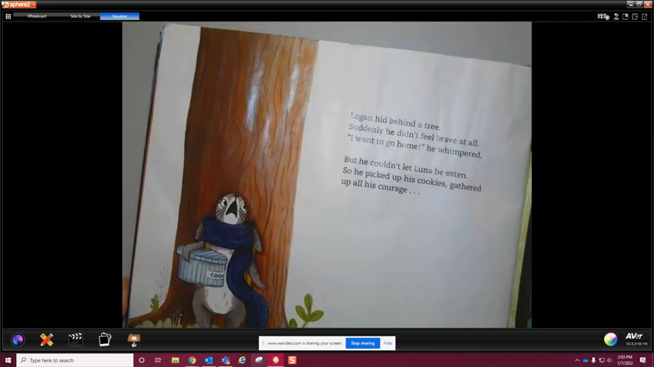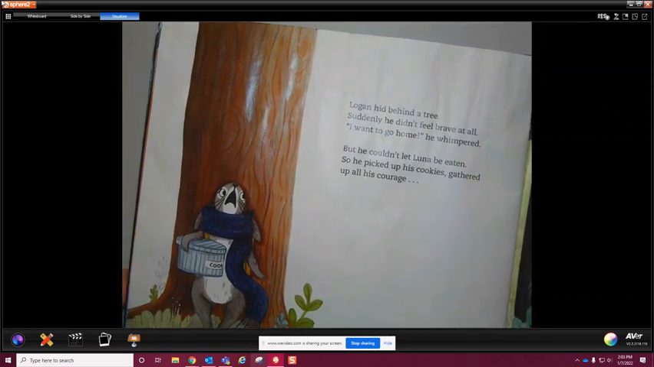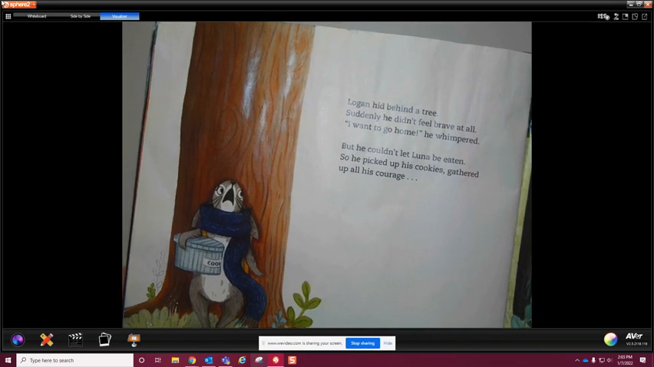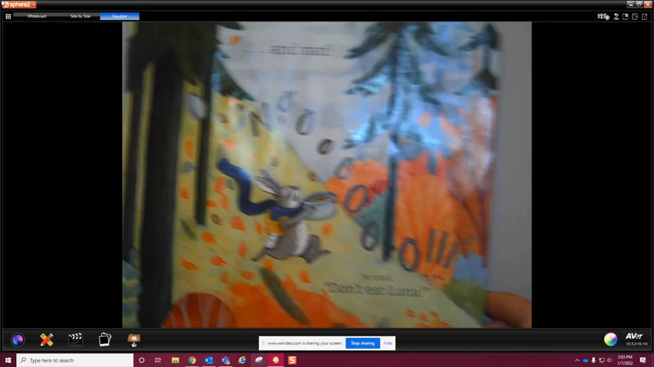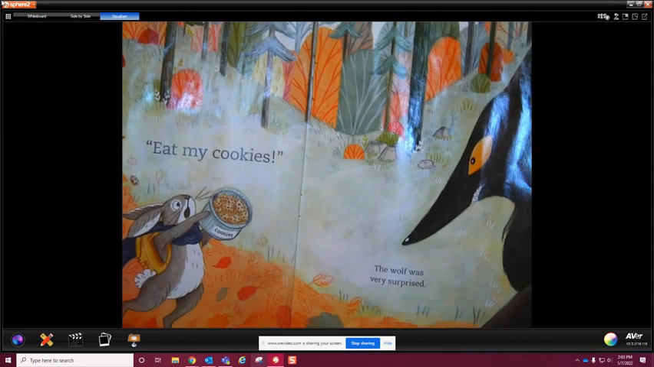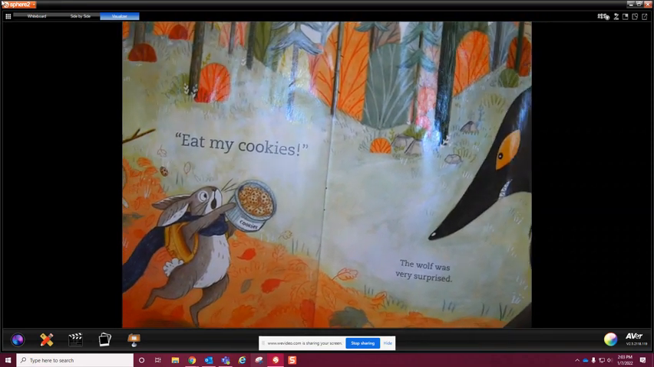Logan hid behind a tree, and suddenly he didn't feel brave at all. "I want to go home," he whimpered. But he couldn't let Luna be eaten. So he picked up his cookies, gathered up all his courage, and ran. "No," he cried. "Don't eat Luna. Eat my cookies!" The wolf was very surprised.